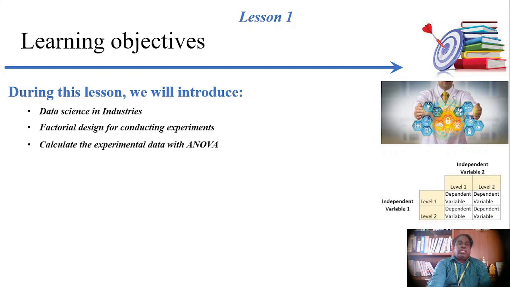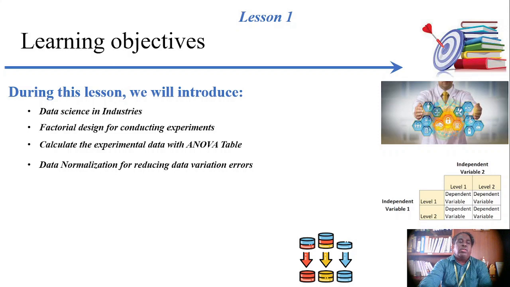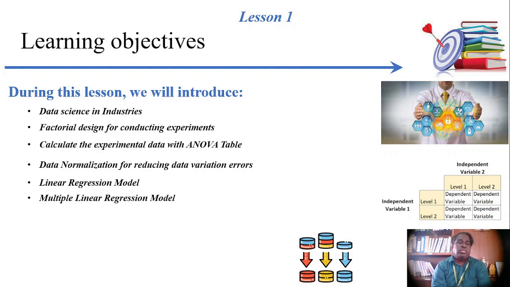Then calculate the experimental data with the ANOVA table. What you studied in your statistical and numerical methods, the ANOVA table, the same concept we follow here also. And then data normalization for reducing the data variation errors. We can learn this also. After that, what is a linear regression model? How can we build the regression models with the design of experiment? We can discuss not only the linear regression model, but the multiple linear regression model also with this subject.